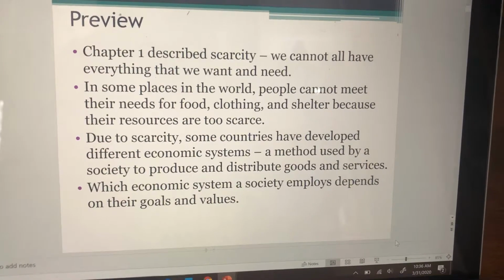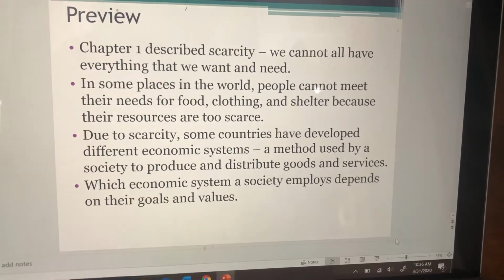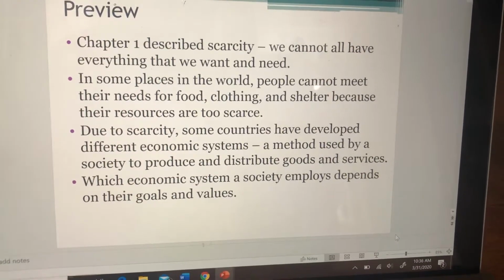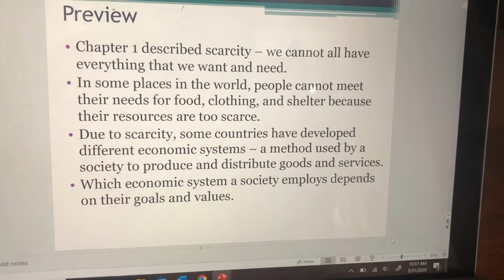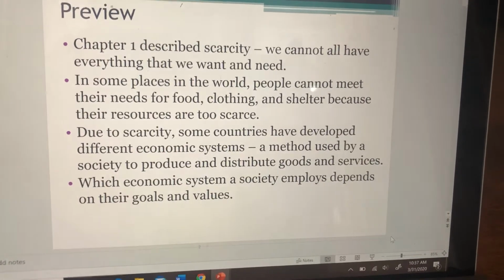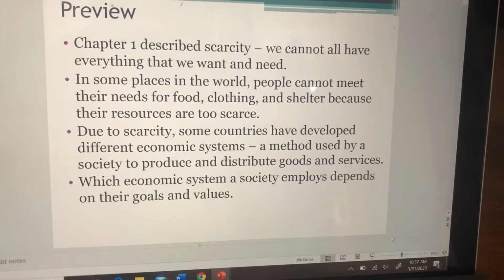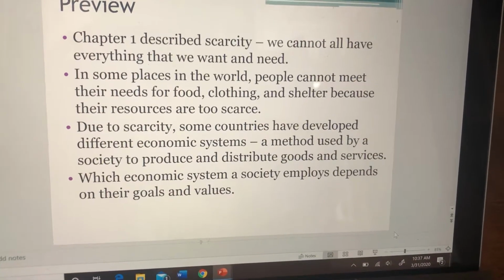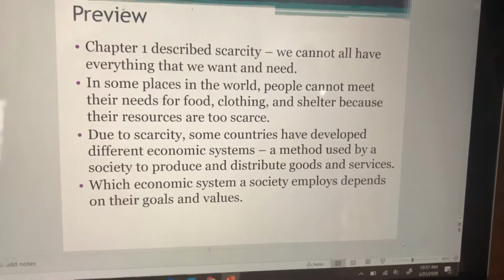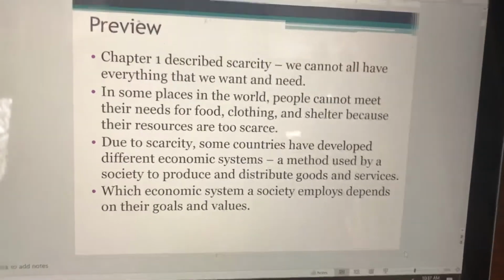Due to scarcity, countries have developed different economic systems. An economic system is just a method used by a society to produce and distribute goods and services. What type of economic system a country has really depends on their goals and values. So that's what we're going to be learning about today.